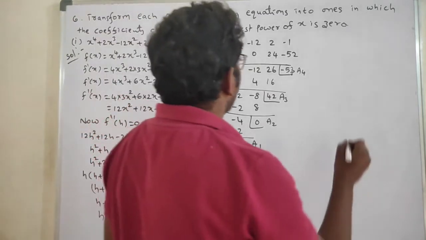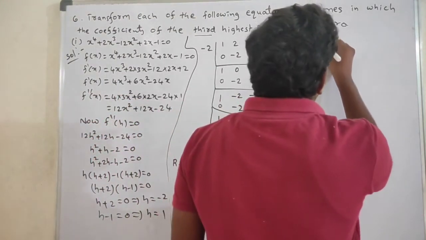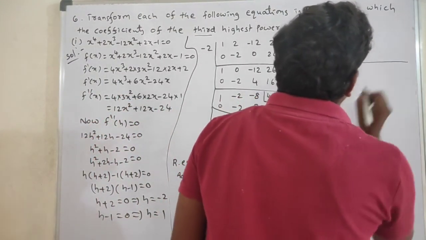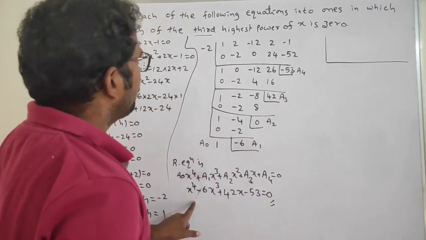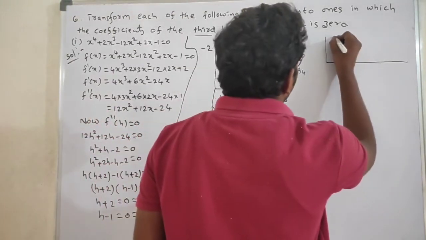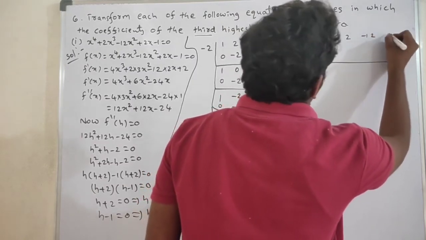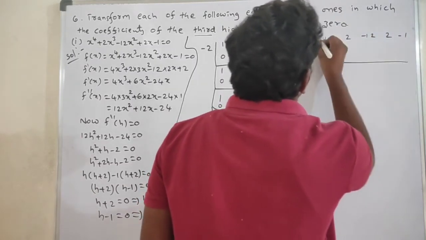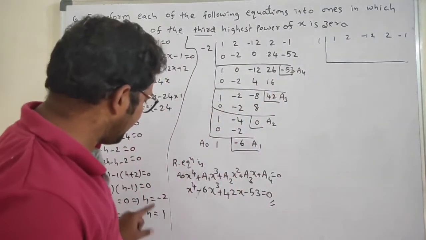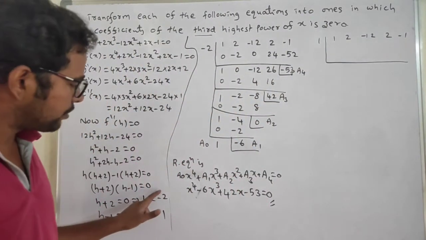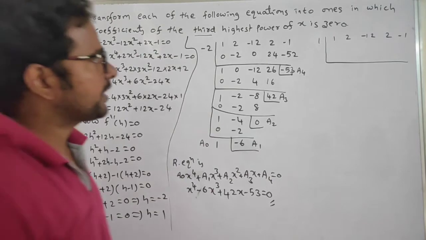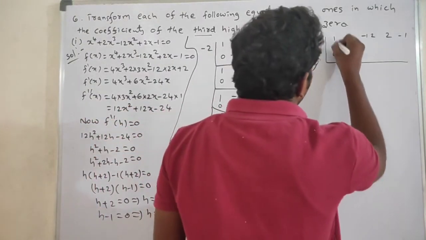We also need to check h equals 1. By taking h equals 1, what are the coefficients: 1, 2, minus 12, 2, minus 1. Check with h equals 1. There are two values, h equals minus 2 and h equals 1, so check with both. So 1, plus 0, 1.